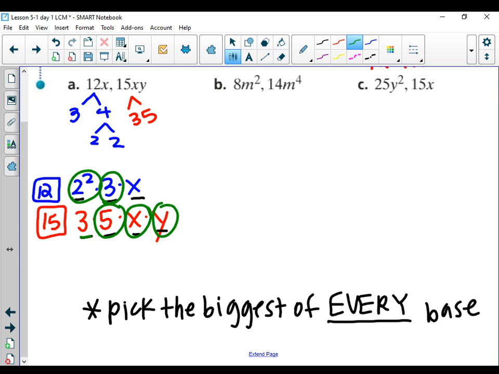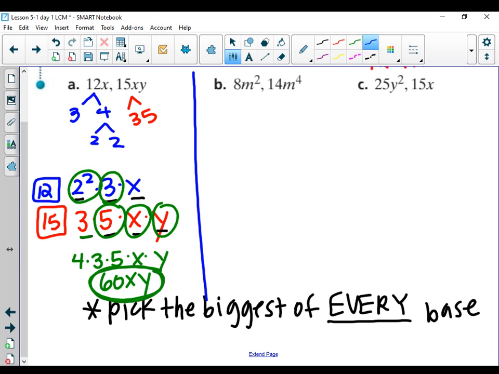So now I'm going to multiply that all back together. Where did I get 60? 4 times 3 times 5. Next one, prime factorization.